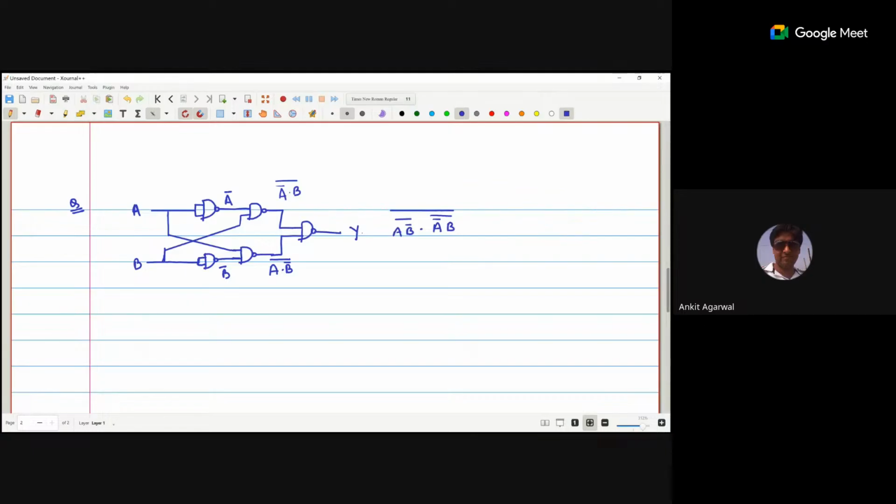Okay, so till now we have not gone through the simplification of the Boolean expression. We will leave it here only. If you want to simplify, in week 4 we go through the simplification of Boolean expressions. Then we realize this is the expression of the XNOR gate.